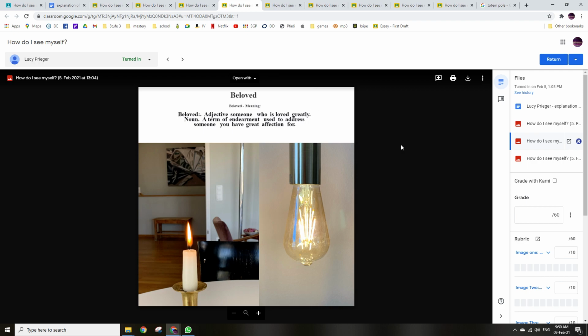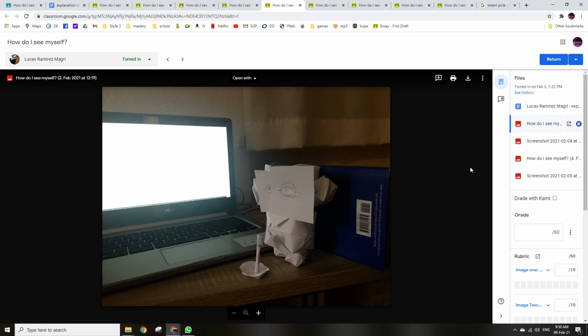So here is one about Lucy's name. She's beloved. She defined what it meant. So Lucy means beloved. She defines actually what the beloved means and then showed pictures representing that. Here is Luca. He built a little robot, a little person who's singing into a microphone. And this is what he gets from his heritage, his father. So, and also the computer along with it.